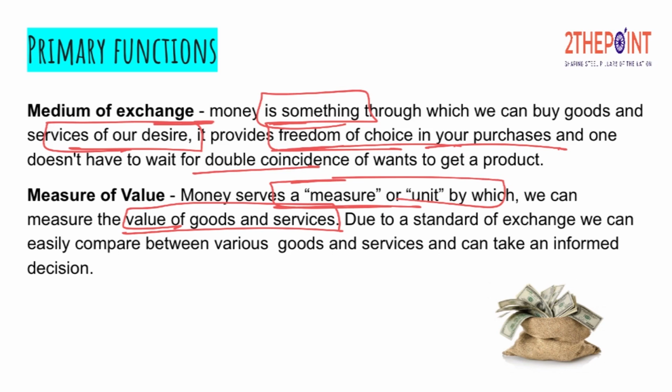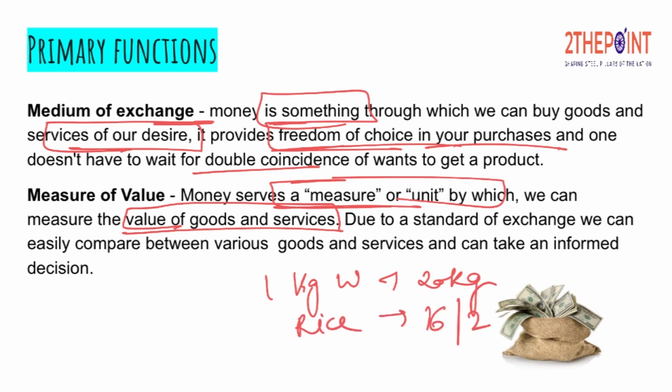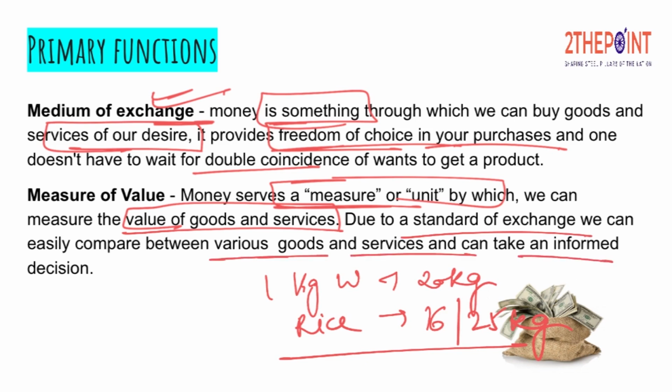Let's suppose 1 kg of wheat is 20 rupees per kg, or rice is 25 rupees per kg. So what we are doing is converting everything in terms of money because it is the medium of exchange. Money has become a unit to measure the value of goods and services. Since it is a standard of exchange, we can easily compare various goods and services and take an informed decision, because everywhere the value is expressed in terms of money.